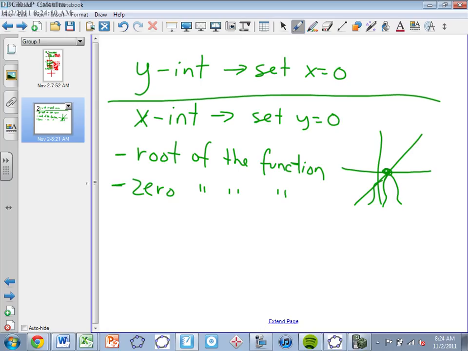Finally, if you don't have a function, if you just have an equation, we also call it the solution to the equation. I'll explain that one in a sec. So it's the root of the function, or the zero of the function, or the solution to the equation. Any of those 3 terms will work. Again, the root of the function, the zero of the function, and the solution to the equation. Let's look at a few examples now.